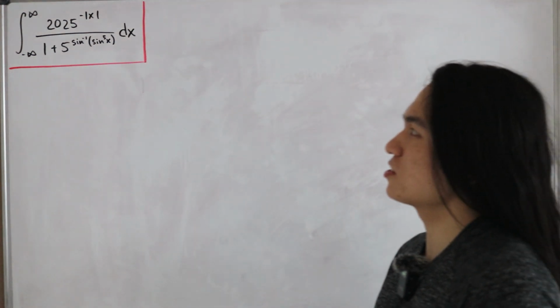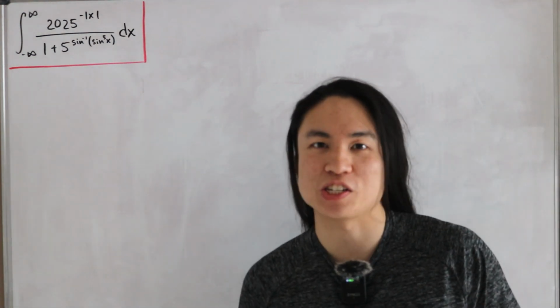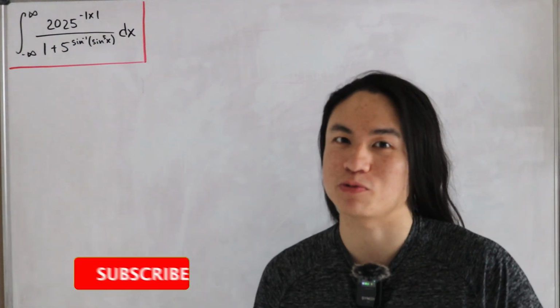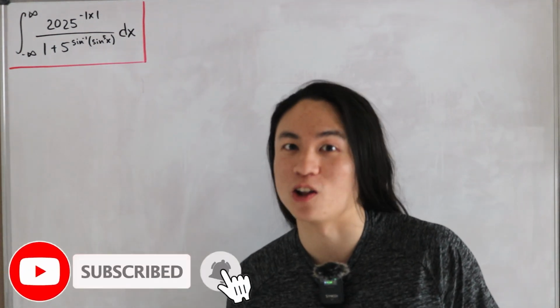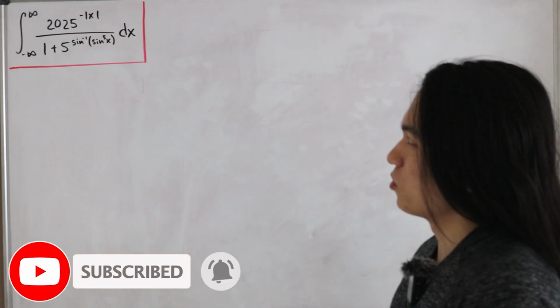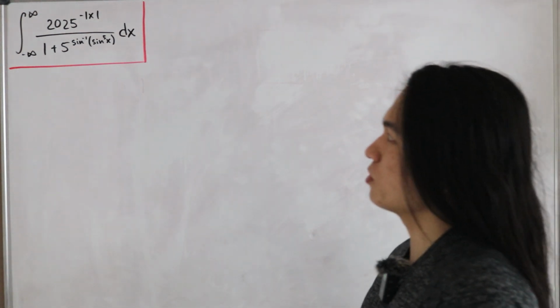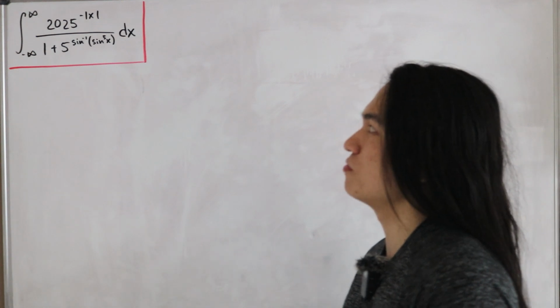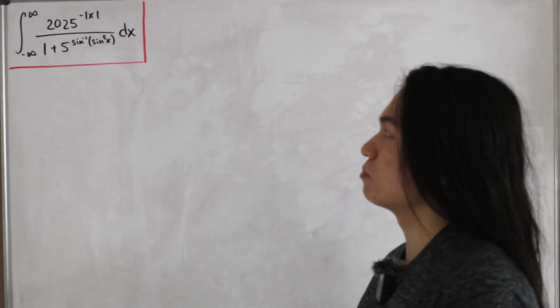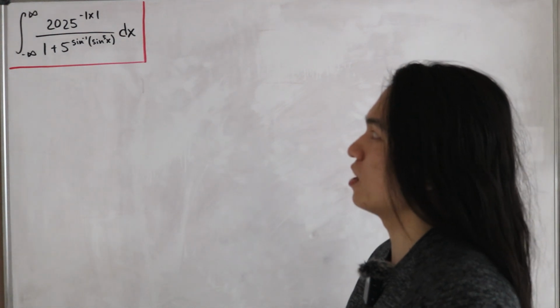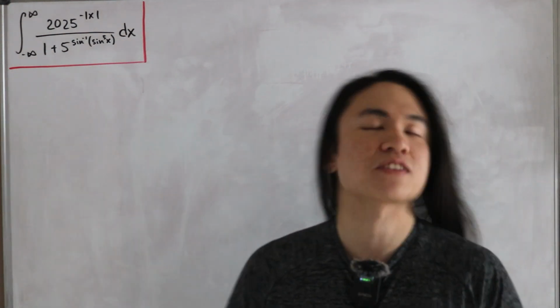Today we have a nice little, I guess you can call it a 2025 integral. I guess you could also say that because this is the first video of 2025 after coming back from a long hiatus. So what we have is an improper integral over the reals of 2025 to the power negative the absolute value of x, divided by 1 plus 5 to the power inverse sine of sine to the fifth of x, dx.